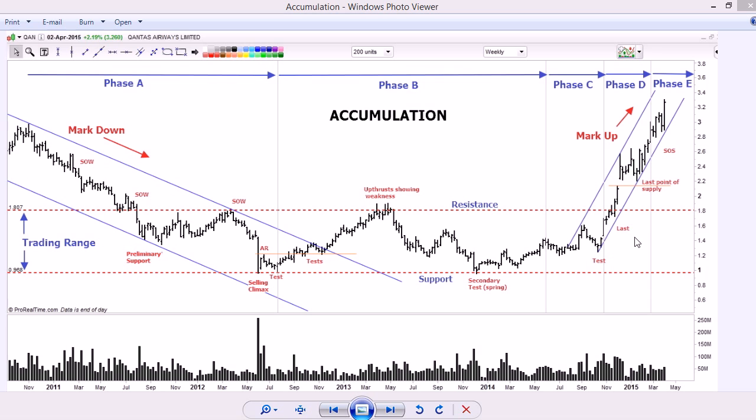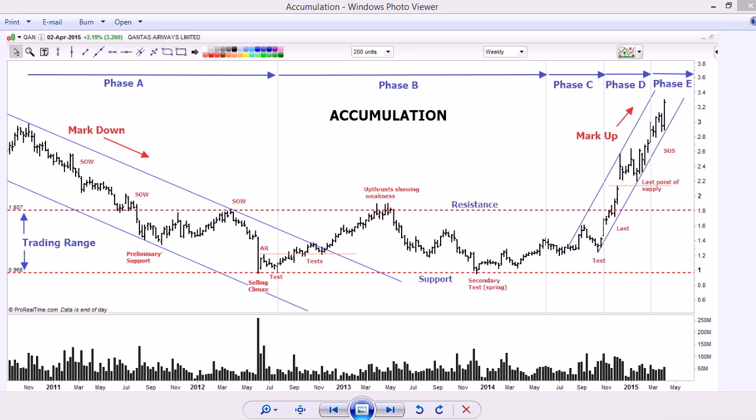Sometimes it can be a lot lower down in here, but this is a first test back, just to see if there's any more supply. There wasn't any, so the price moved up off that, and that's a good place to look at to buy. I usually look for those last points of supply as my entry point. And then phase E shows the unfolding of the uptrend, and the stock or commodity leaves the trading range and demand's in control. Sell-offs are usually pretty weak.